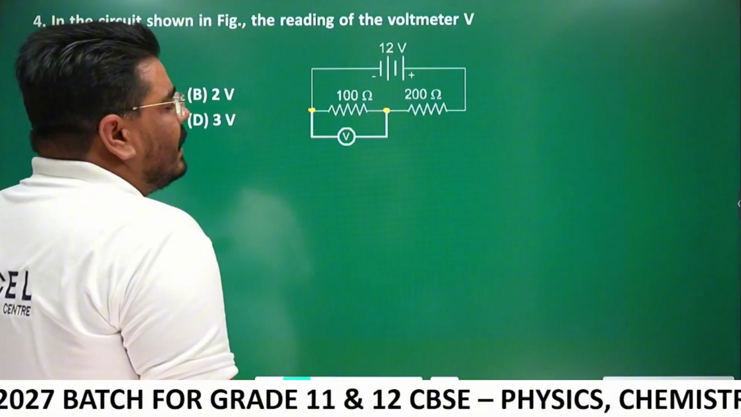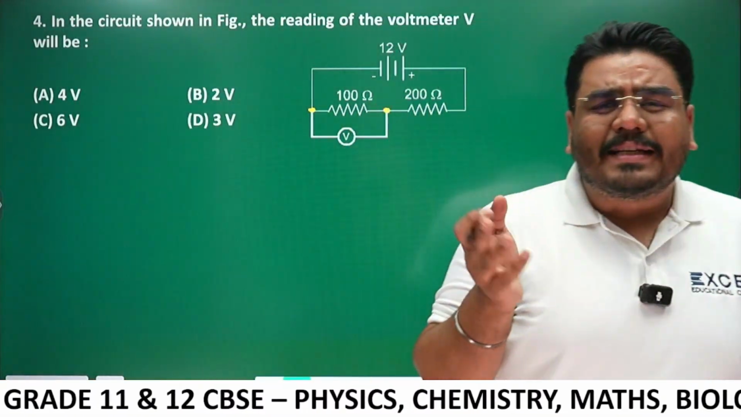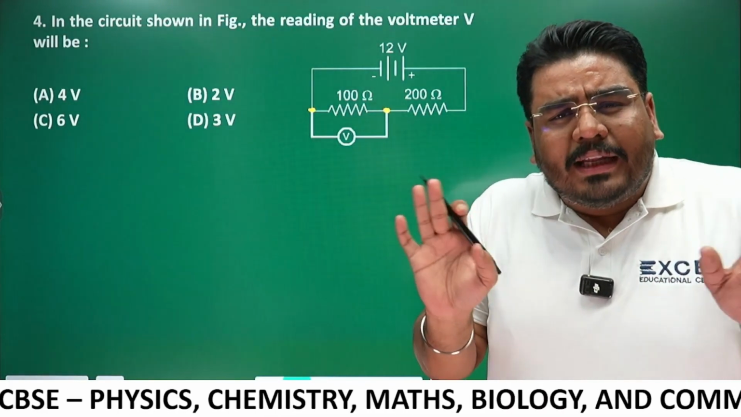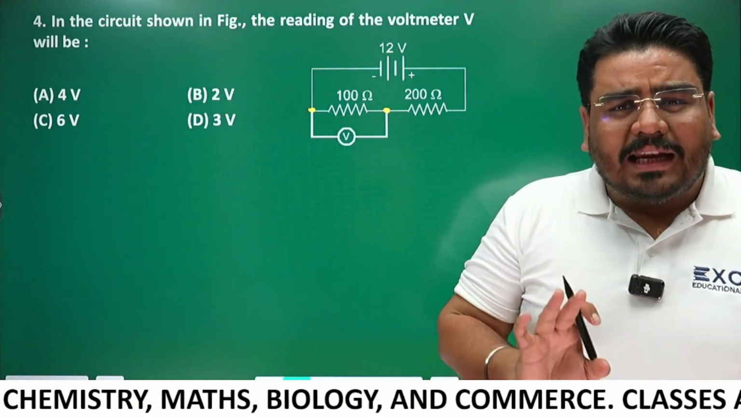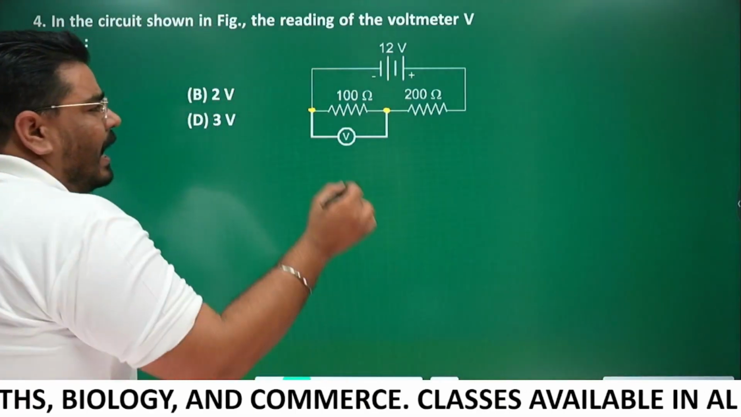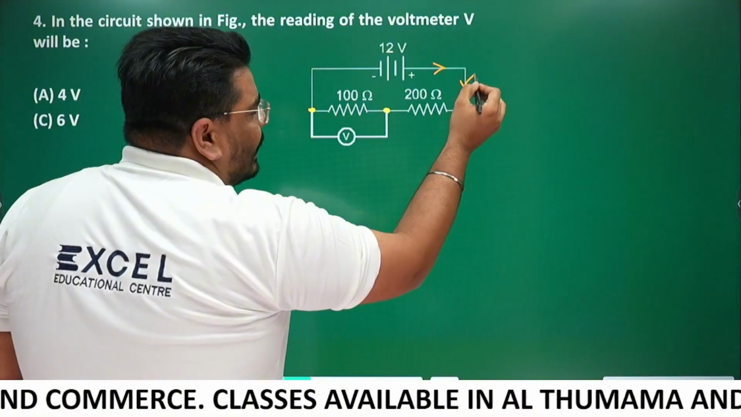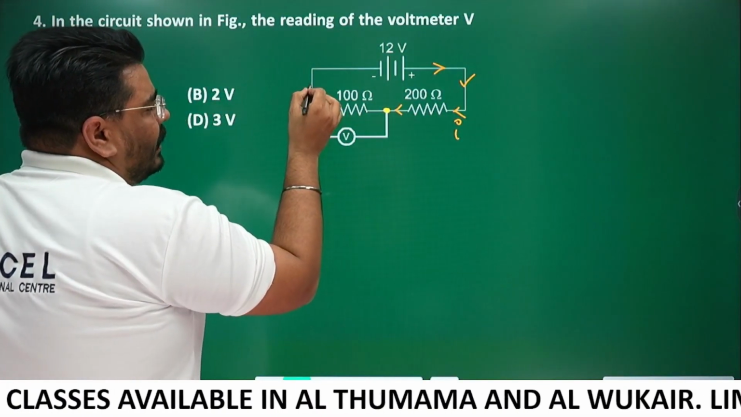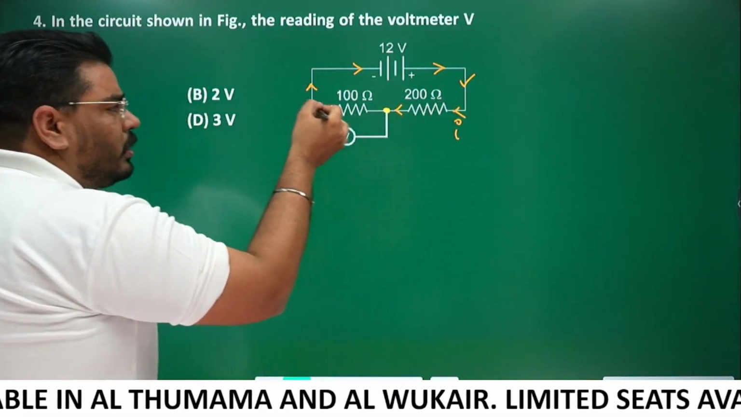Let's start, my friend. Forget that the voltmeter is there. The voltmeter has nothing to do with our circuit reading. For what we are looking for, we don't need the voltmeter. We will just imagine that there is a voltmeter at the end and our job will be done. How? Check it out. Sir, 100 and 200. By the look of it, the current will come from the positive terminal, pass through here and go to the negative terminal. Sir, is the current the same through both of them?